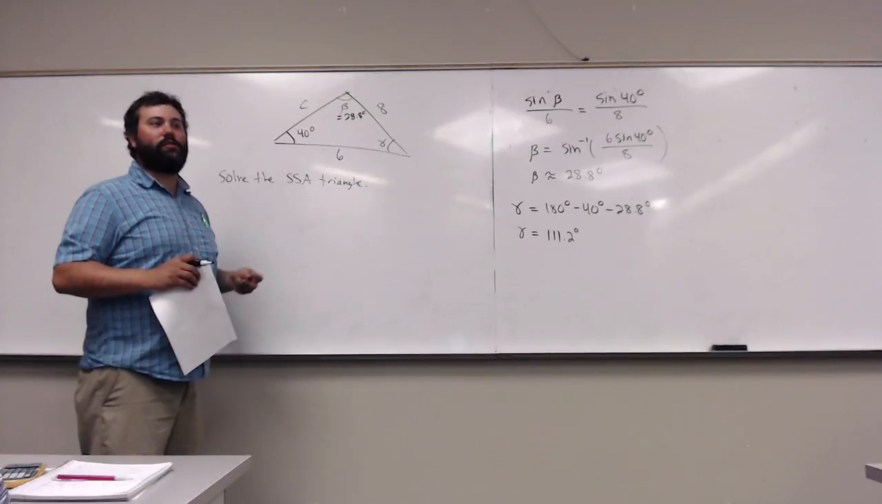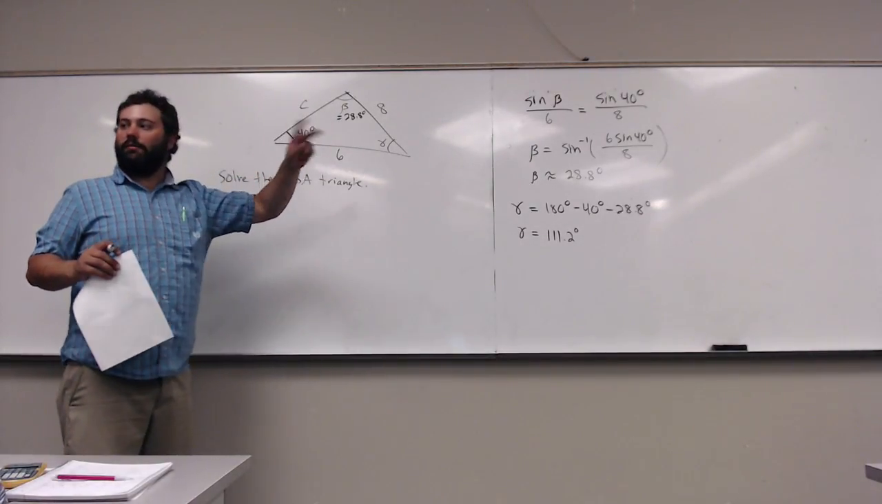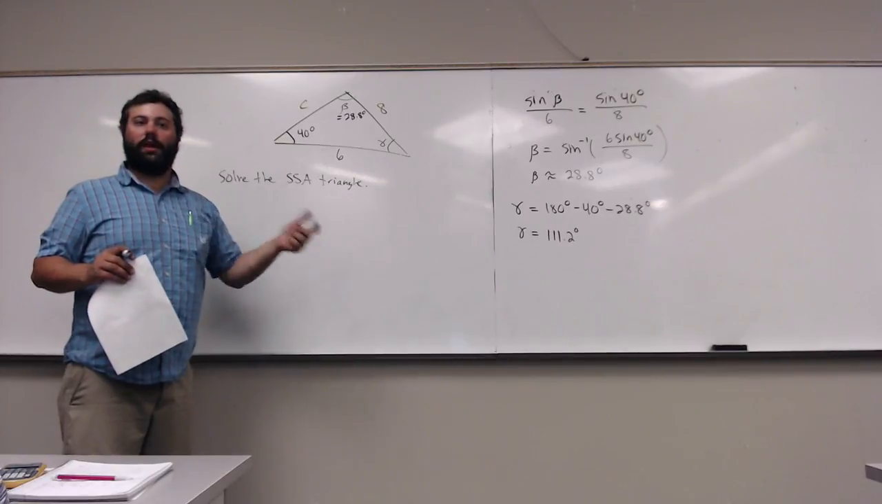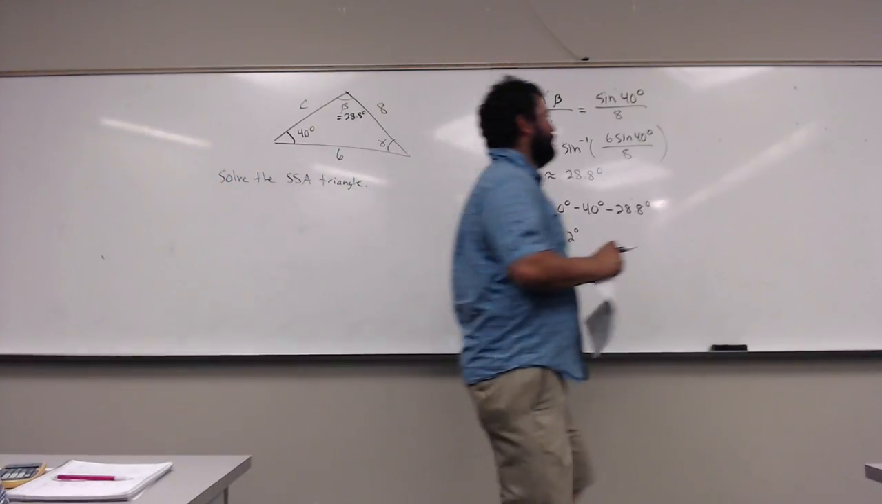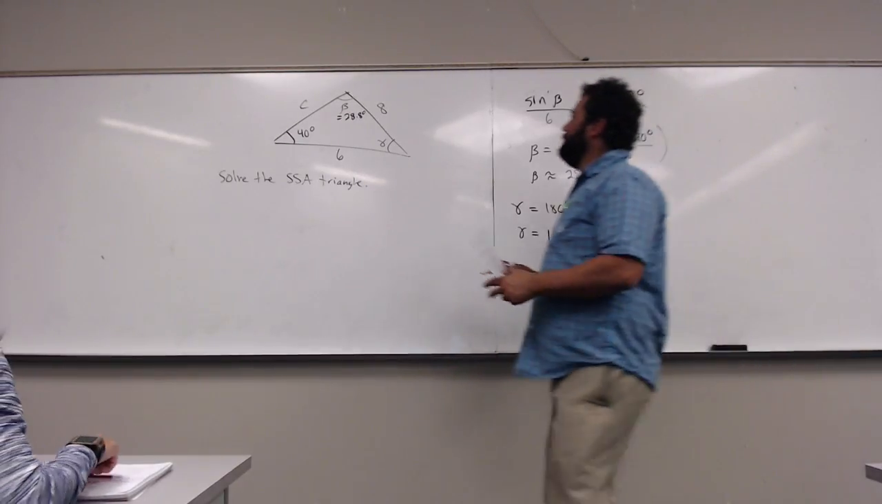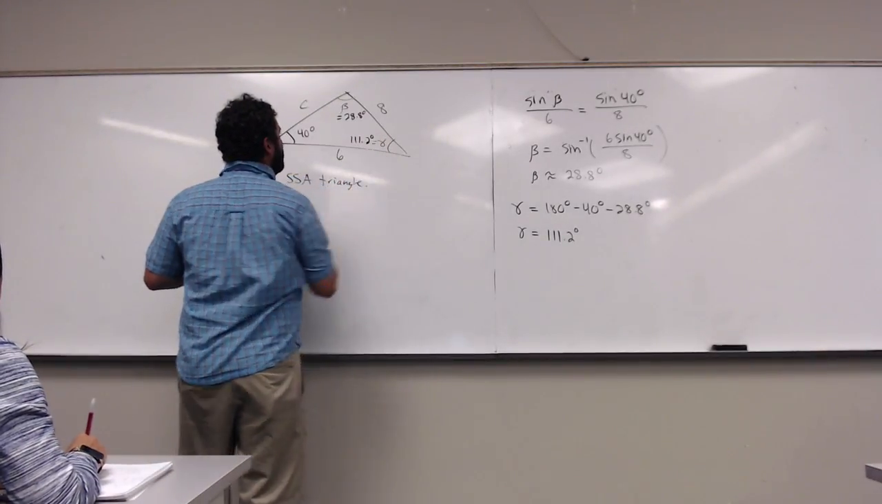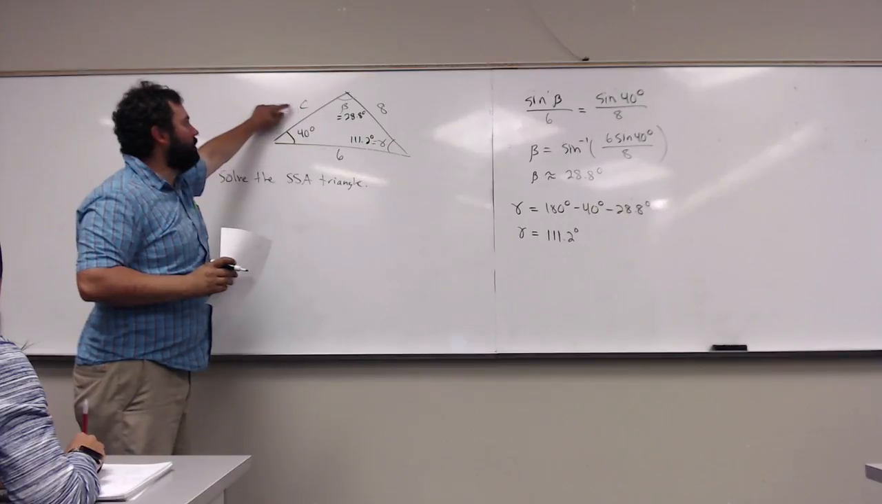Now, is my picture really accurate? No, but that's okay. We're just drawing the picture to help us relate which sides are related to other angles and sides. So it's just to help us set up the equations. And now I know this is 111.2 degrees, I can find the length of C.